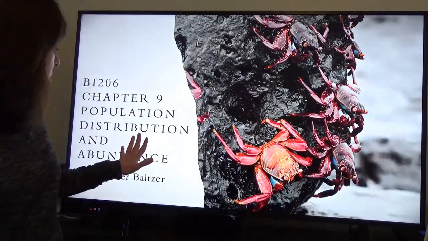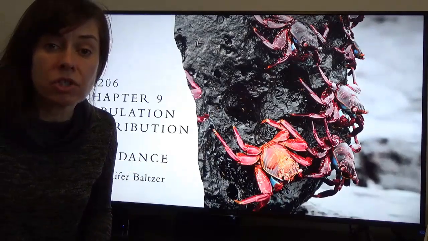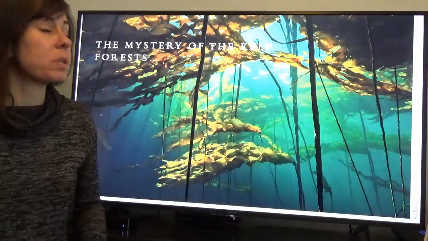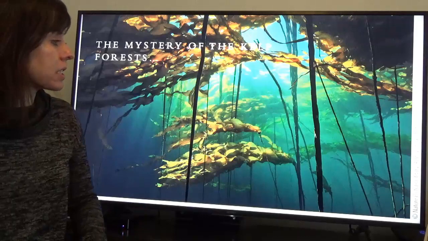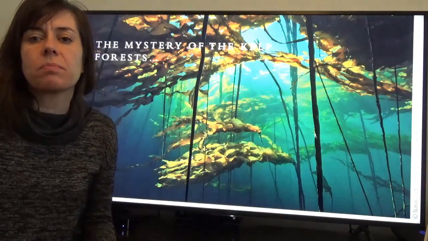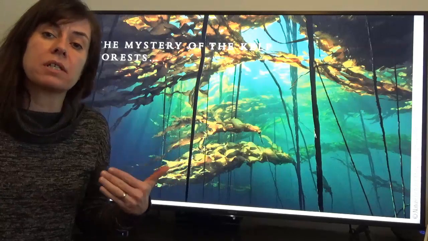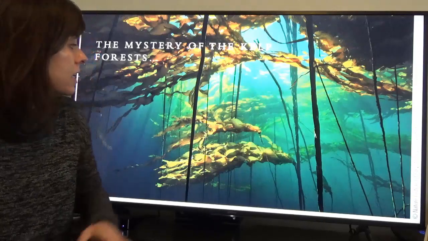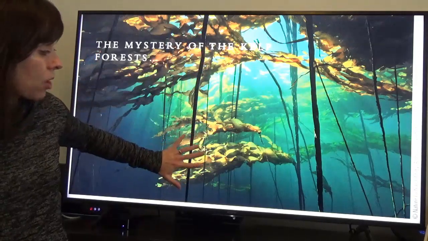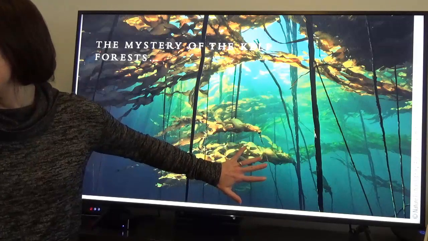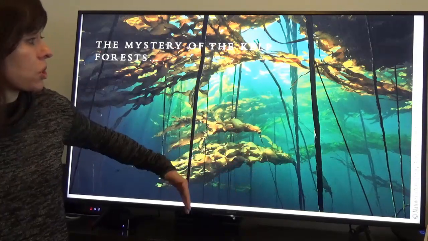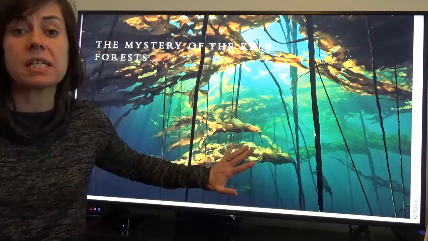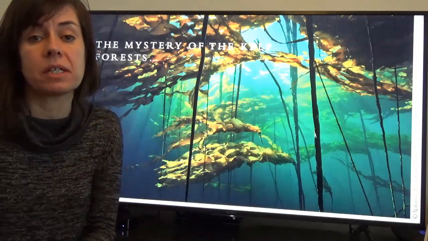My name is Dr. Jennifer Baltzer, and we're going to be continuing our conversation about populations today, focusing on distribution and abundance. And we're going to start with this mystery of the kelp forests. Like trees in a forest, kelp provide the structure of these coastal environments off of the west coast of North America. Here we have bull kelp or Laminaria, which grow to great heights and support all kinds of biologic diversity and ecosystem productivity in these environments.